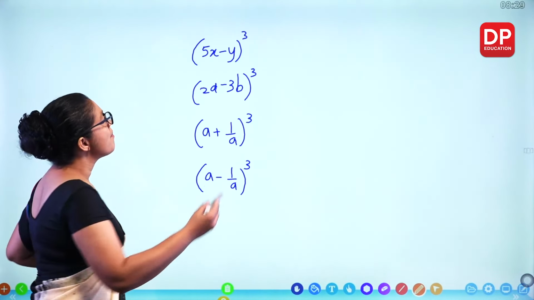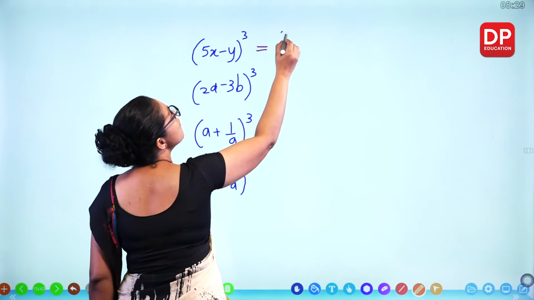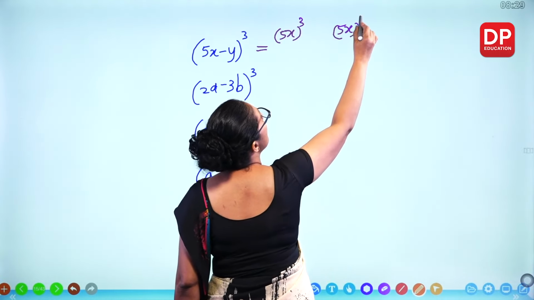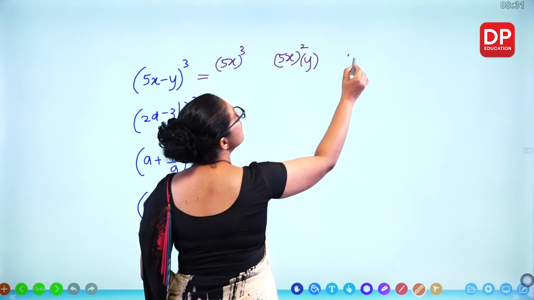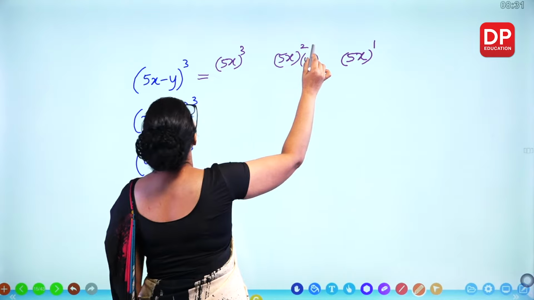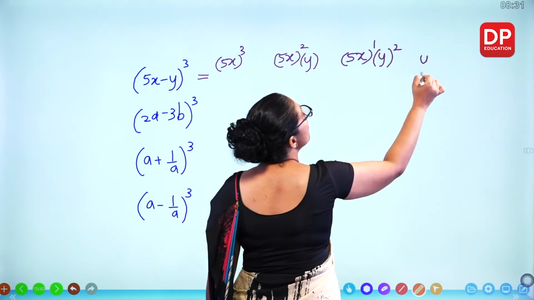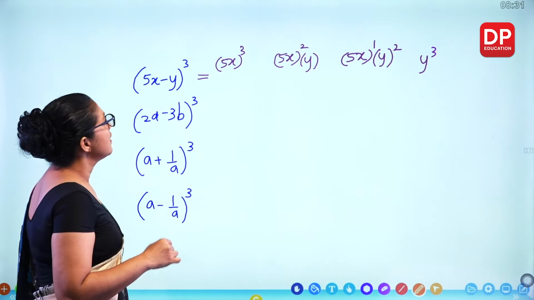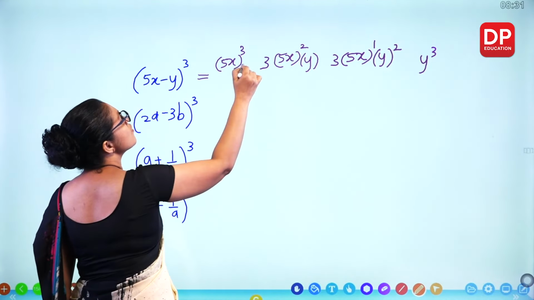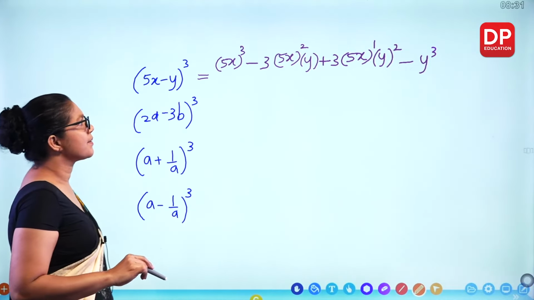Now we'll take more expansion. So try to apply at once. First term, power 3. First term, power 2. So here, first term, power 1. Here, y, power 1, power 2, power 3. Now what's the extra term? You are getting 3 here, 3 here, and this is minus. So second term minus, third term plus, last term minus.